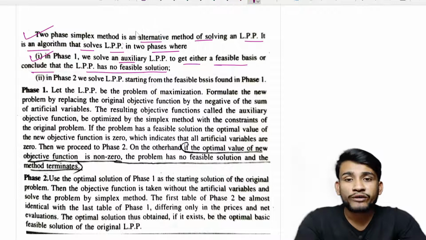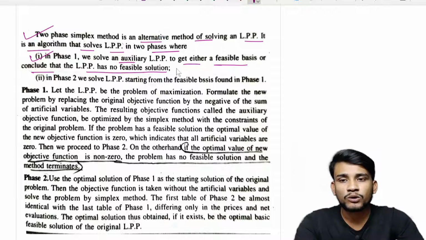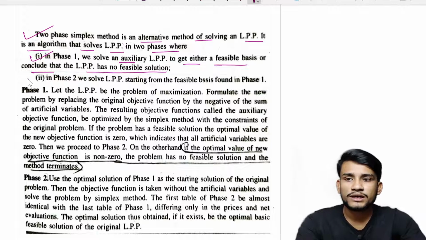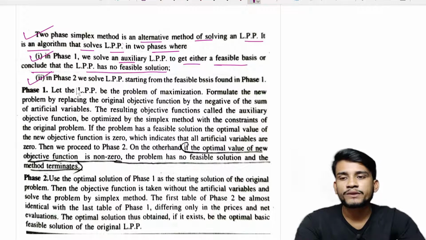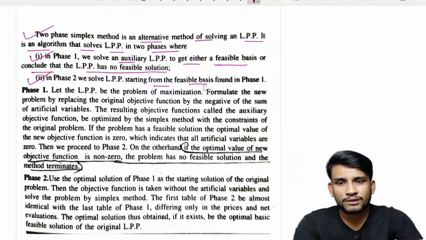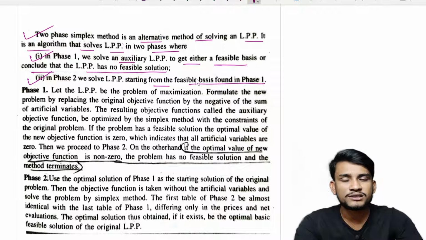So phase 1 ensures that either the LPP has a feasible solution or there is no feasible solution. Then we go to phase 2. You can solve problems using the simplex method, the Big M method and the two-phase method. In phase 2 we solve the LPP starting from the feasible basis found in phase 1. That is what phase 1 and phase 2 are.